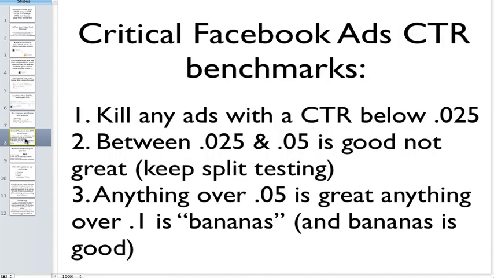If it's between 0.025 and 0.05, it's good but not great, and you'll want to keep split testing. On the next page, I'm going to give you the 3 things to split test. Hint, we already covered a lot of that. And number 3, anything over 0.05 is great. Anything over 0.1 is bananas. And bananas is good.